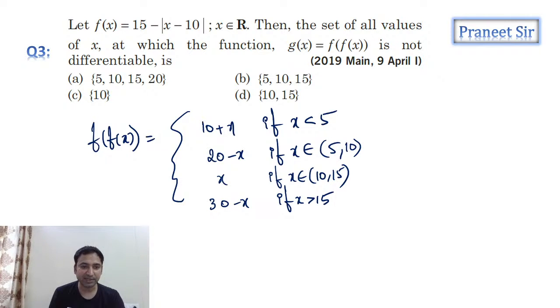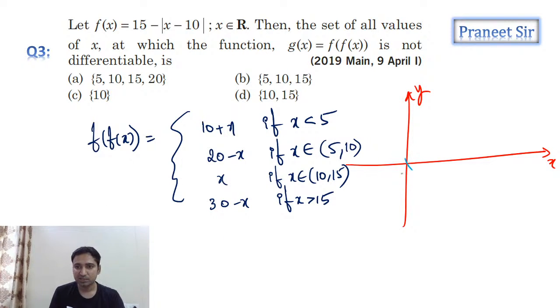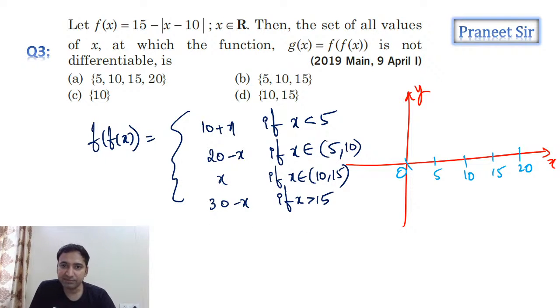So now let's draw the graph, guys. This is the graph, x-axis, y-axis. Here 0 is there, 5 is here, 10 is here, 15 is here, and 20 is here. When x is less than 5, it is 10 plus x. You can draw the graph of y equals 10 plus x: positive slope, passing through 5 comma 15. It should be something like this. Next, for 5 to 10, 20 minus x, negative slope.